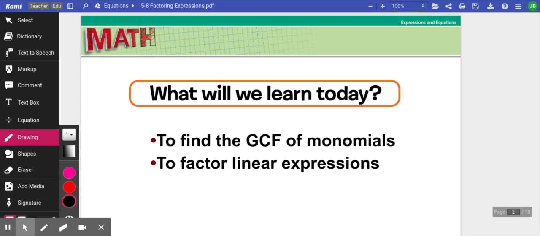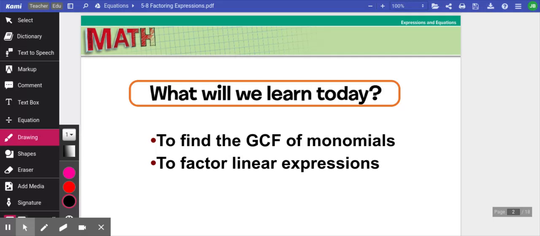Hello there. Today we're going to be taking a look at how to find the greatest common factor of monomials, and we're going to use that to help us factor linear expressions. Now, the easiest way to explain how to factor a linear expression is basically to tell you to undo the distributive property.